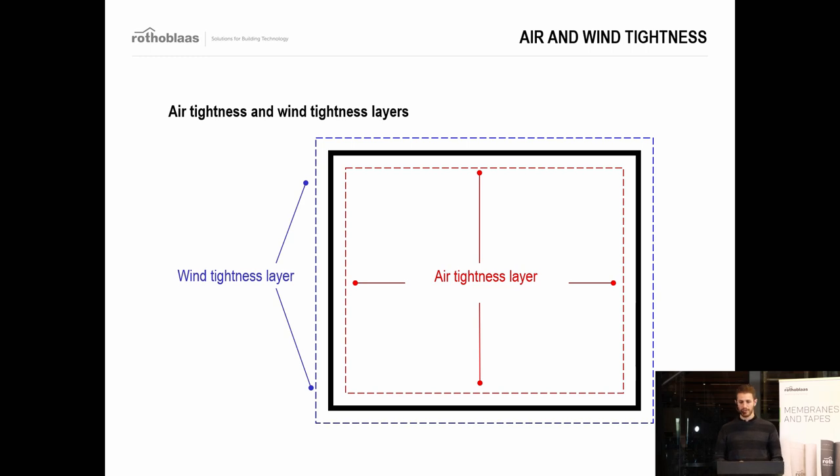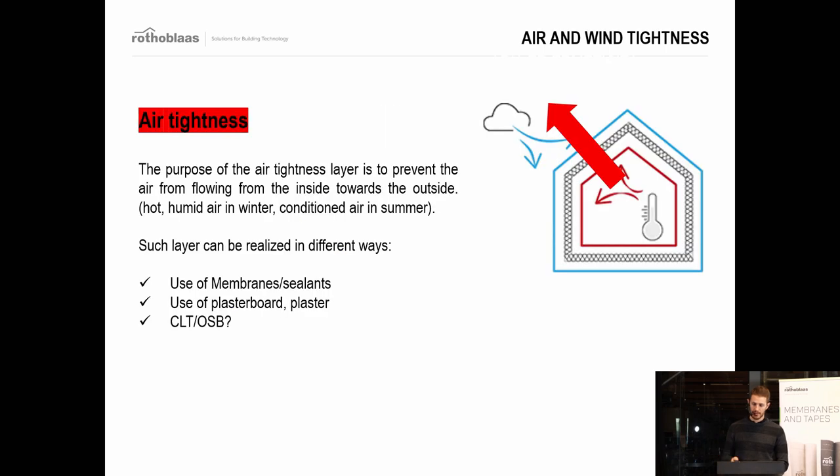So it's very important to have two main layers. The first one is the air tightness layer, which is on the inside of our structure, and the second one is the wind tightness layer, which is important for the reasons previously discussed as well, and that's on the outside of the structure. So the air tightness layers, how can you have that air tightness?